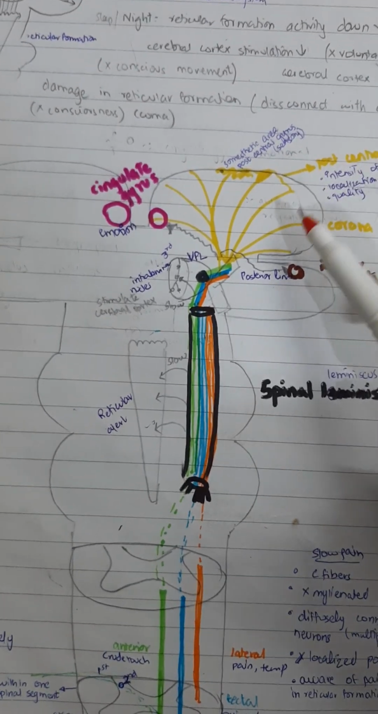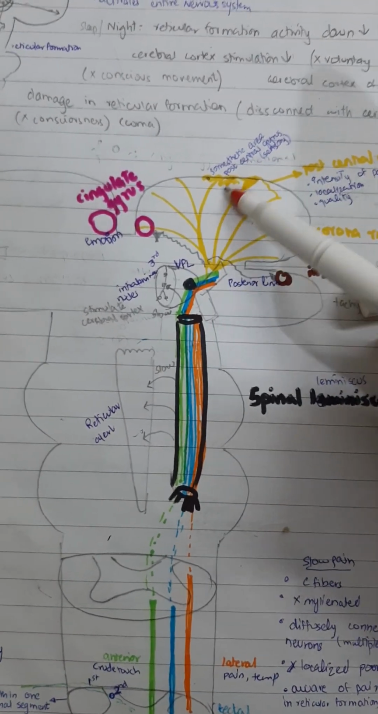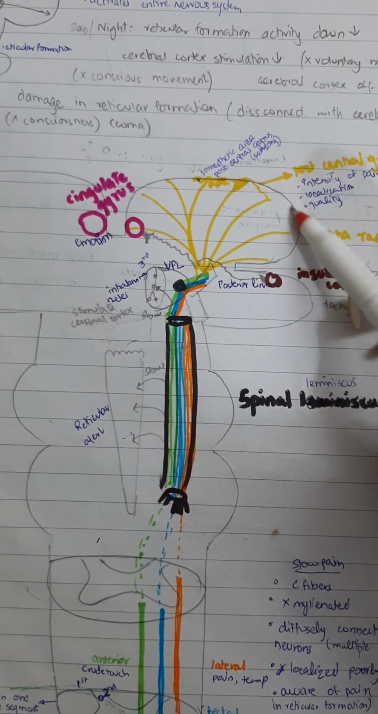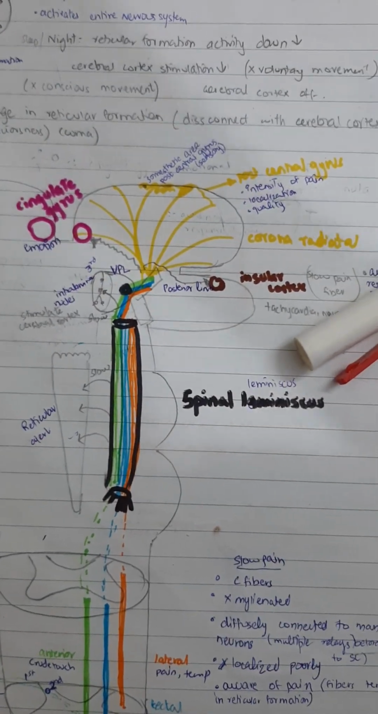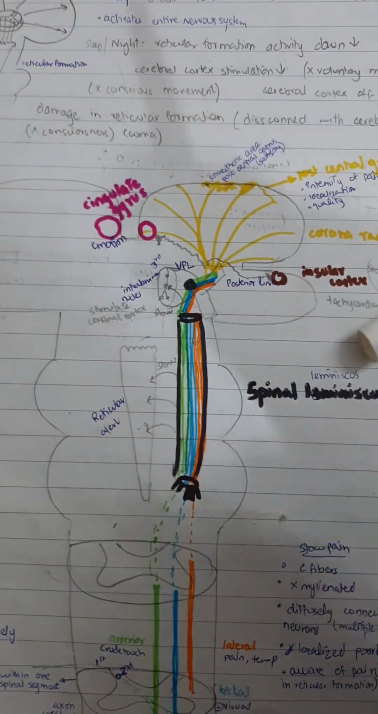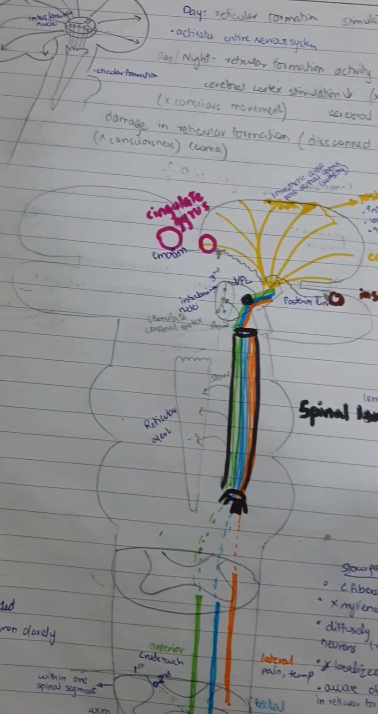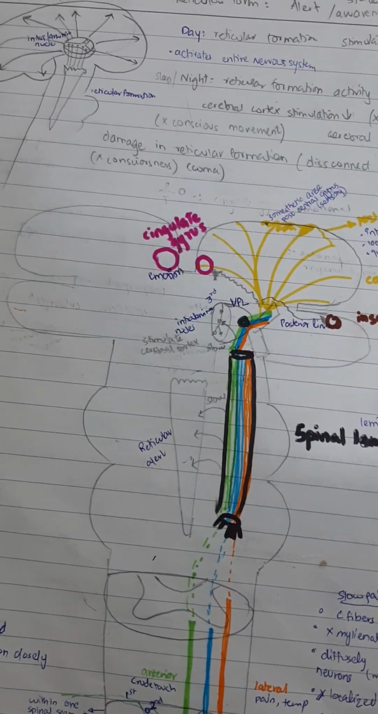All right, so that is it. These fibers are called corona radiata, and they go to your cerebral cortex. So this was it about your lateral spinal lemniscus pathway. These are all the important things that you need to know.